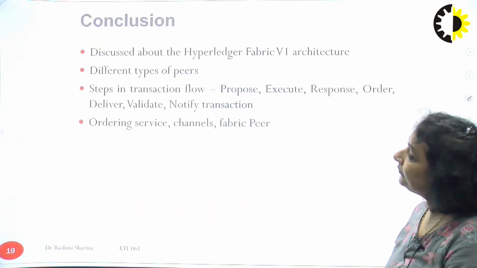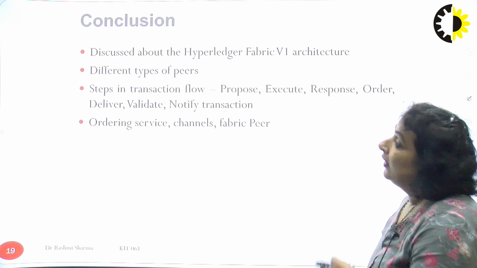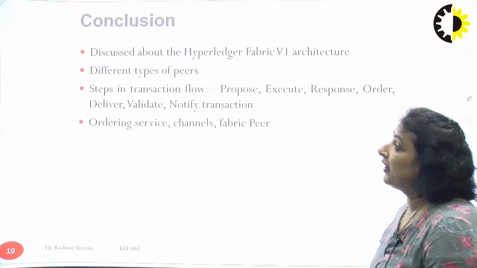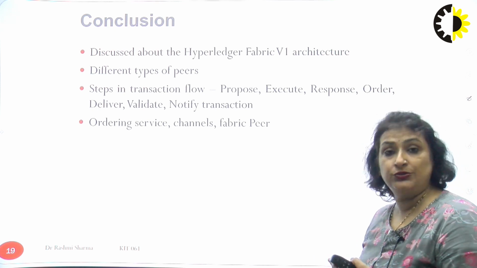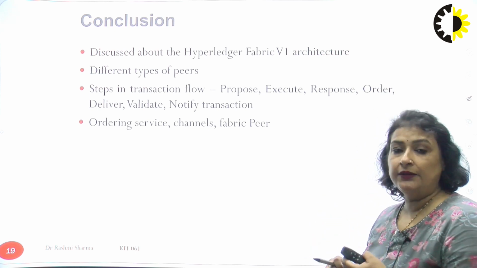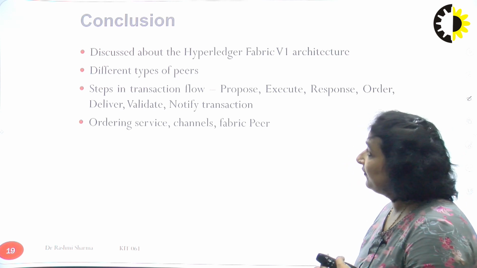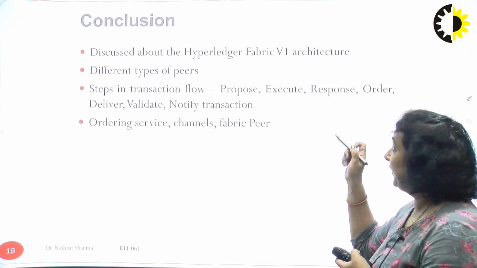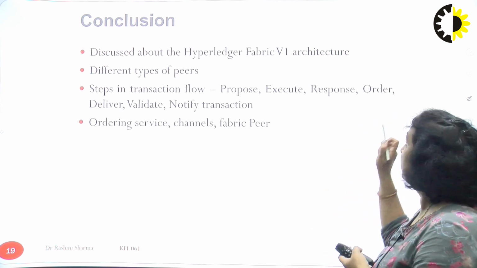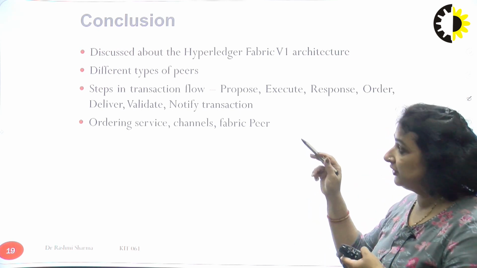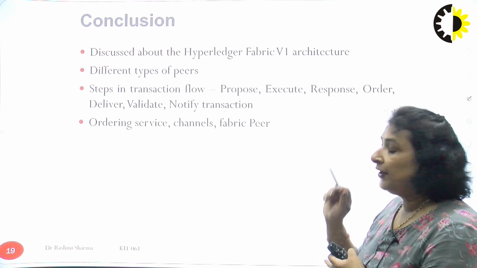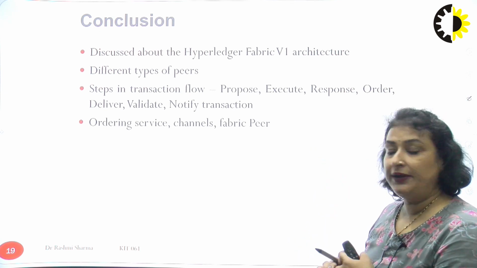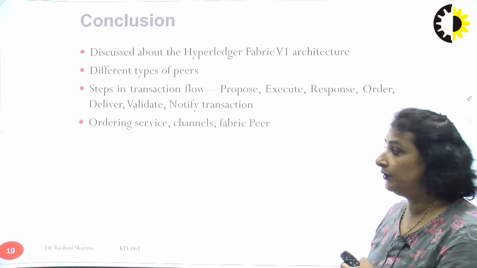which means definitely there would be a different blockchain distributed ledger. So concluding, we have discussed the Hyperledger V1 architecture, the first slide. Then we have discussed different types of peers, the endorsers, the committers, and the orderers. Then we have seen the transaction flow: proposing a transaction, then executing a transaction, then proposing a response, then ordering that particular transaction, delivering that particular transaction, a proposed block being added, then you validate it by the committing peers, and then you notify that particular transaction.